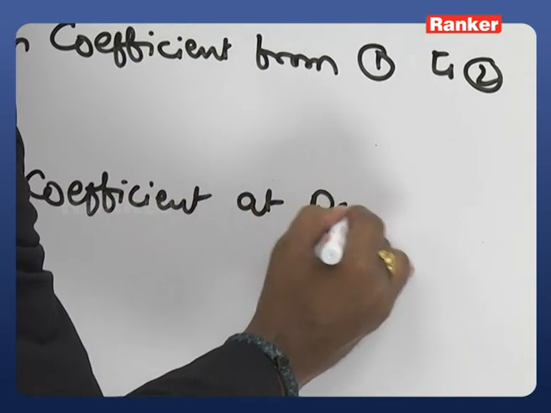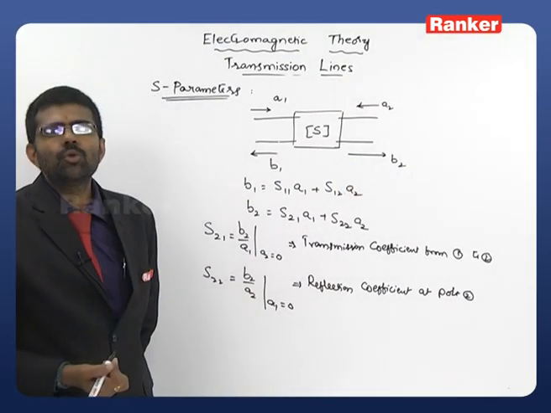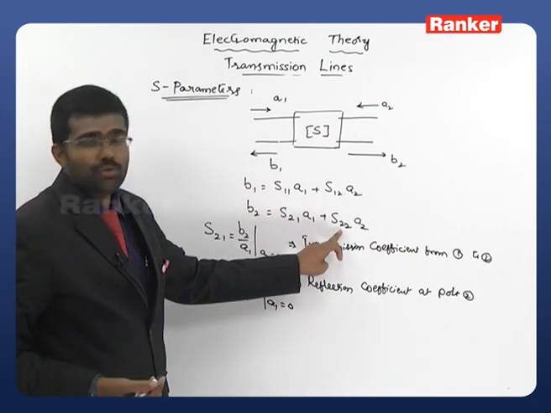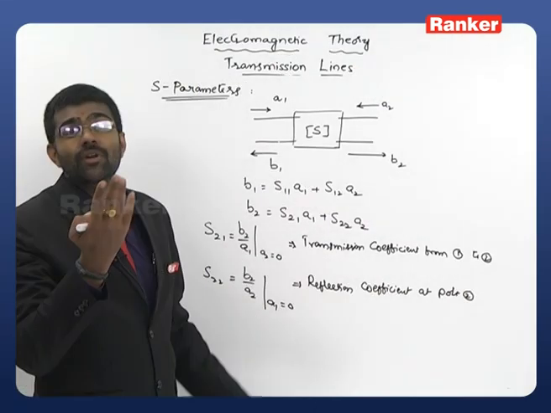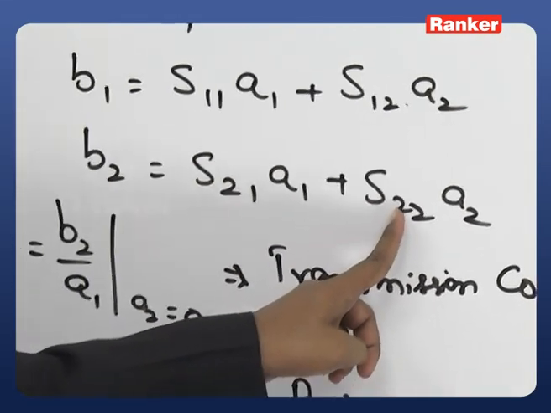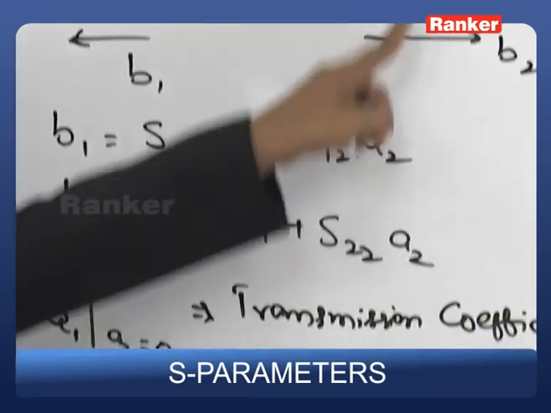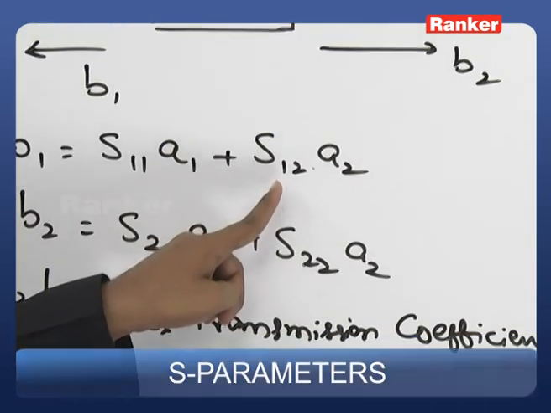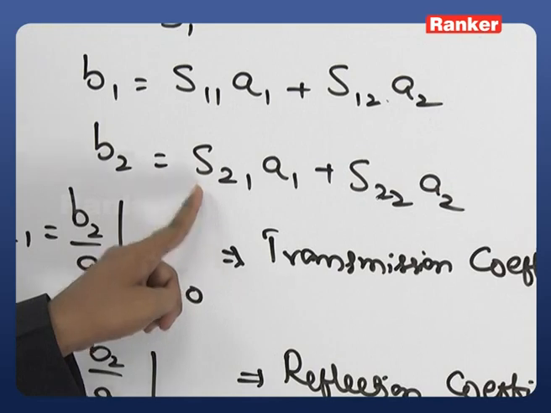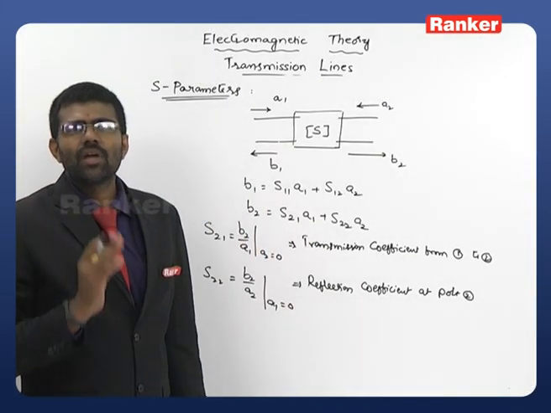at port 2. So here, if you are considering a simple two port network, S11, S12, S21 and S22, these four are different coefficients. S11 and S22 are the reflection coefficients. S11 is the reflection coefficient at port 1, S22 the reflection coefficient at port 2. S12 and S21, these two are transmission coefficients. One is from 2 to 1, another one is from 1 to 2. Like that, we have four parameters.